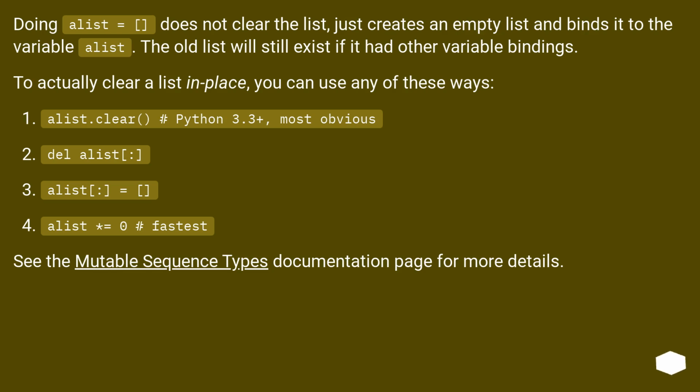A list.clear(), Python 3.3 plus, most obvious. Del a list[:]. A list[:] = [] or a list[:] = 0, fastest. See the mutable sequence types documentation page for more details.